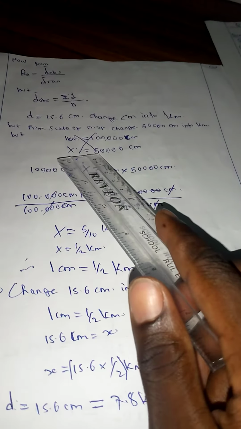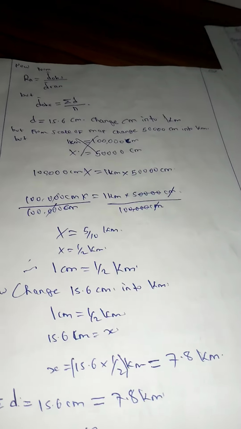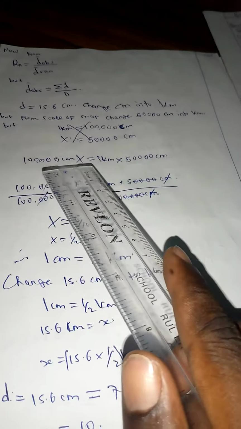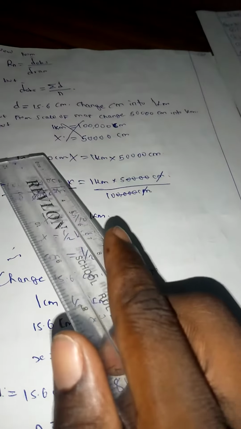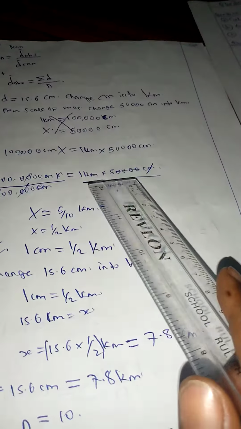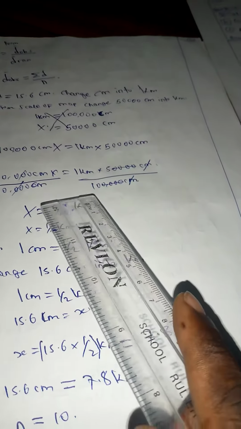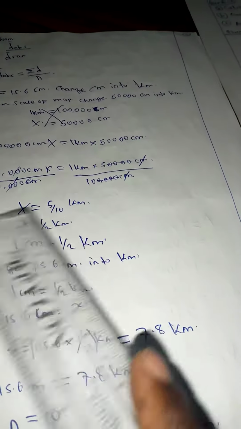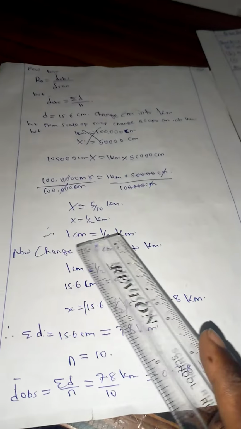Now here, we are required to change this one. When you put here 50,000 centimeter will be x. When you times x times this one, you get this one is equal to 1 kilometer times this one, you get this one. Divide by this one in order to get x. When you divide by this one, 0 and 0 cancel out. When you simplify 5 by 5, 1 by 5, 2. That's why I have written 1 over 2 kilometer. That's why 1 centimeter will represent a half kilometer.